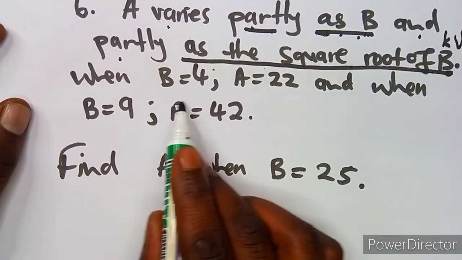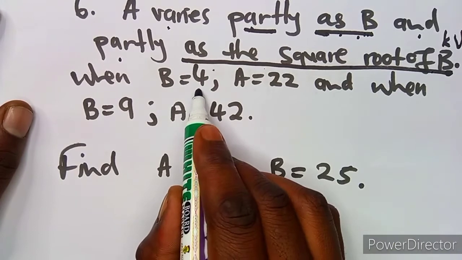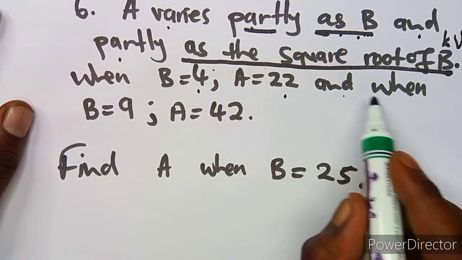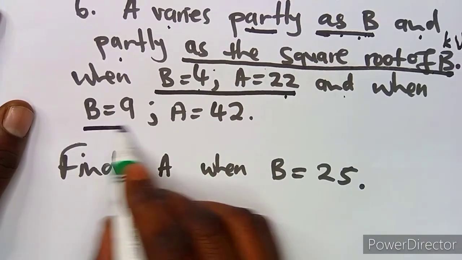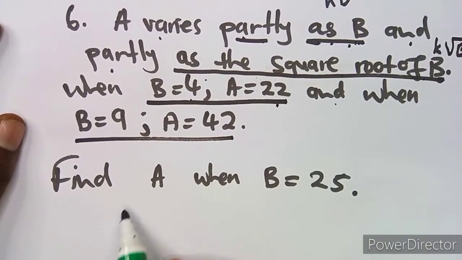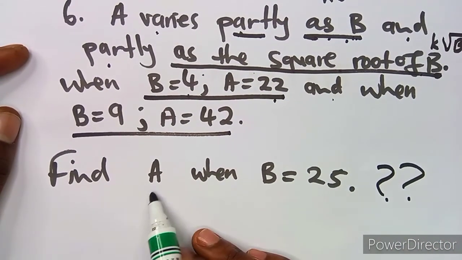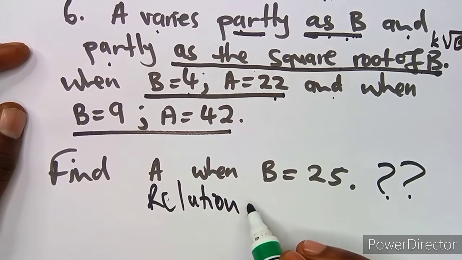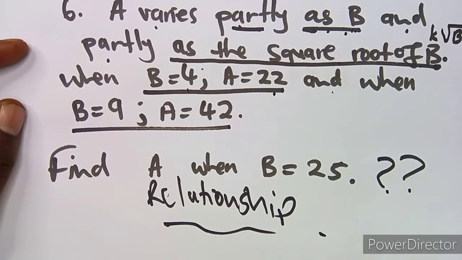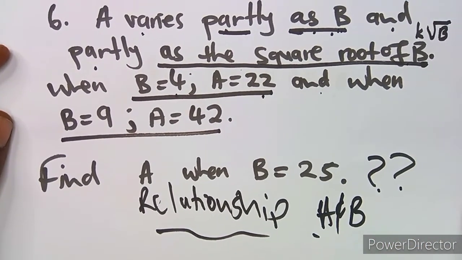All right, so the question is, we are given this information: when b is equal to 4, a is equal to 22, and when b is equal to 9, a is equal to 42. So this is full information and also another full information. So the question is, find a when b is equal to 25. How can we determine the value of a when b is equal to 25 without the relationship? There is no way without the relationship. So you need the relationship first between a and b, the variables that you're given.